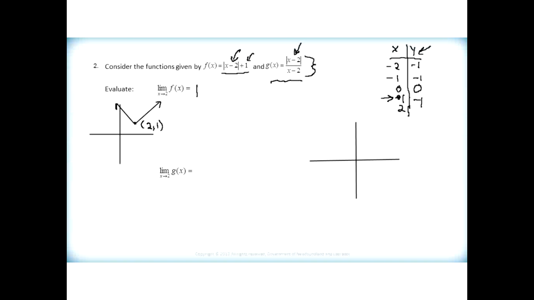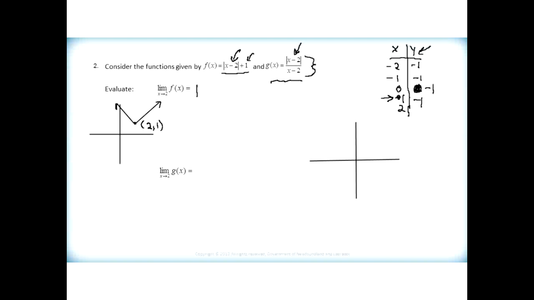Oh, and look, I've made a mistake here. I'm going to go back and fix it. I forgot, at 0, when I fill it in, I actually get positive 2 over -2, don't I? So this one should actually be a -1 as well. Hope you're paying attention and you caught that before I did.